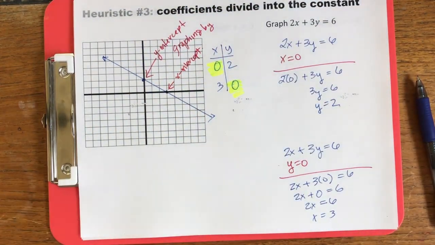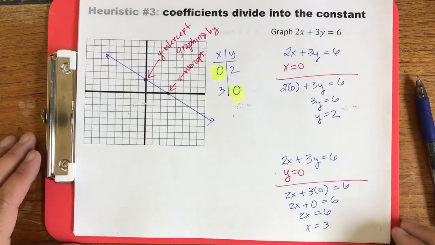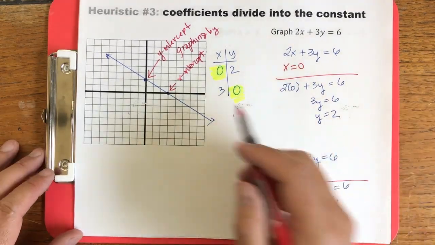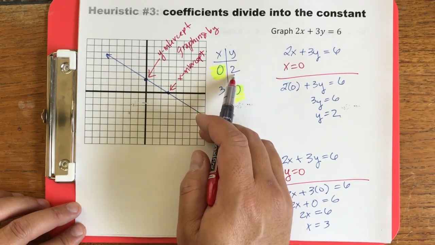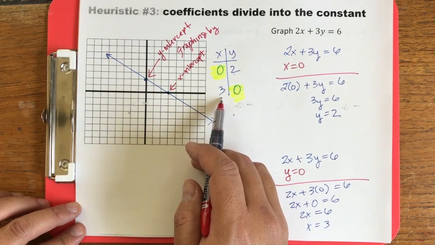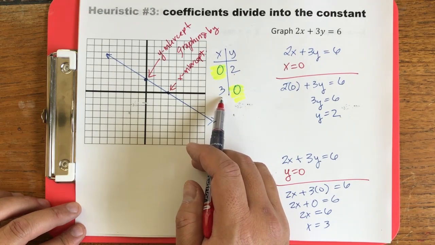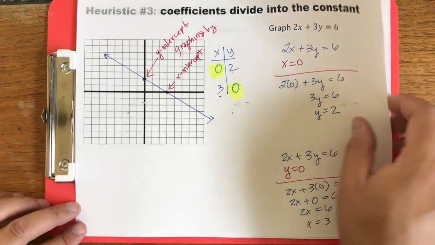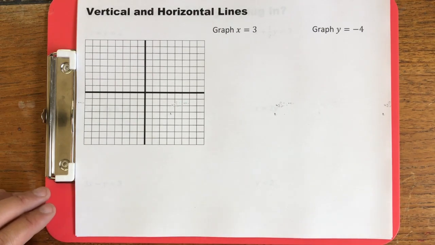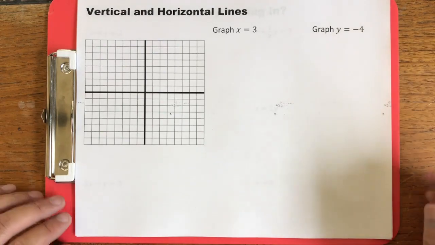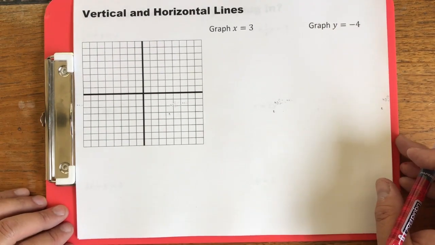So if anyone ever asks you to find the x and y intercept, and I will in my class, all you ever do is plug in 0, 0, and this will give you the y-intercept. This one will give you the x-intercept. Okay. Now the last point that we're going to have to talk about is vertical and horizontal lines.